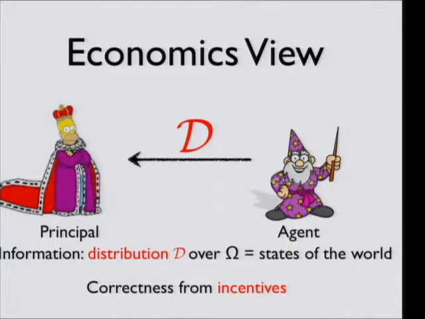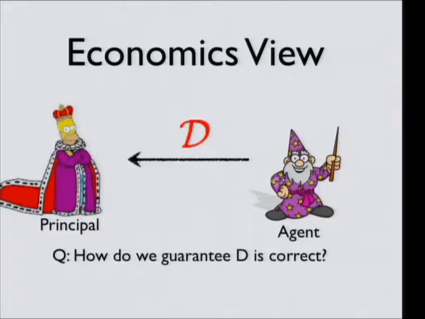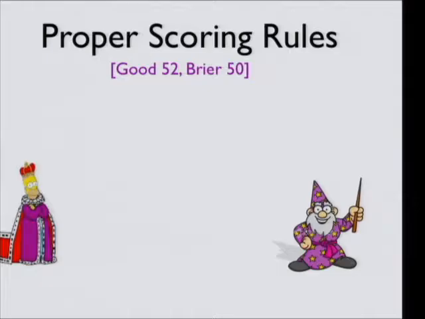OK. So the economics view is we really have no notion of what it means for something to be really hard to compute. To have something that I, the limited person, don't know, I really need a distribution over states of the world. And how do we guarantee that this distribution is correct? We use a very, very simple type of contract that is called a proper scoring rule. So just a show of hands, who has seen proper scoring rules before? Good. So I have a bit of a primer on proper scoring rules, which are going to be an essential tool in the construction of these rational proofs.